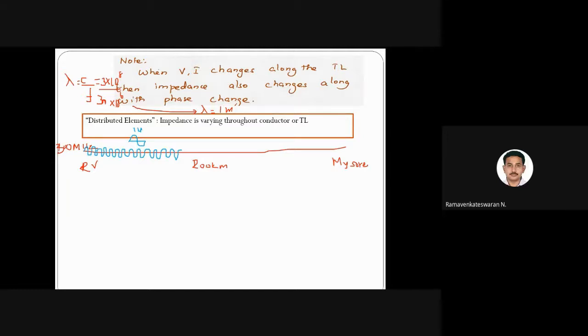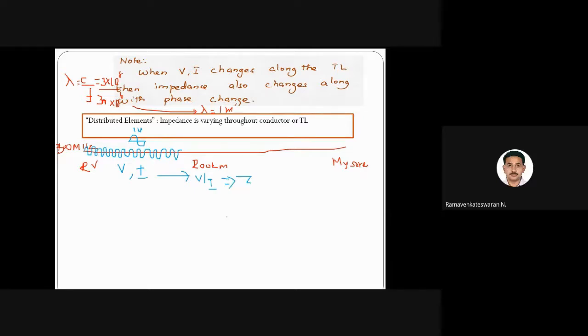That's what is told here. When this 300 megahertz signal, if I'm sending it as it is, without addressing this problem, what happens? It's going to change. Many cycles will be there before reaching here. The voltage and current are going to vary throughout the transmission line. So if voltage and current vary throughout the transmission line, then effectively V by I, that is impedance, is also going to vary.